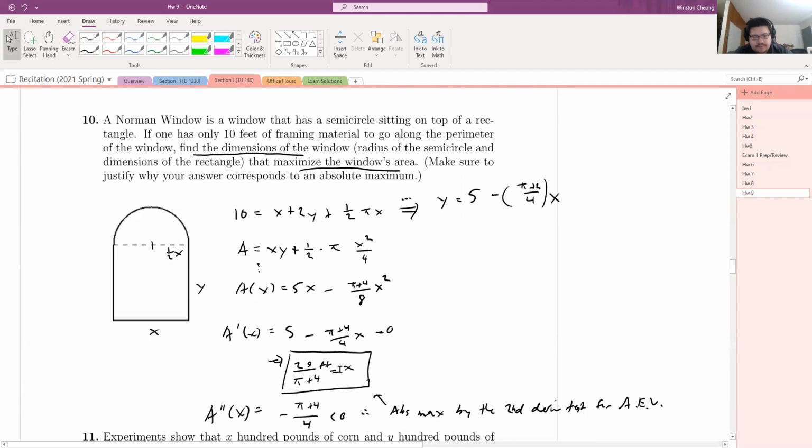All right. So how do we get the y value? Well, we take this x value and plug it into this equation here. That's going to involve yet more calculation. You end up with y equal to 10 over pi plus 4 feet. So those two answers combined correspond to answering in terms of the dimensions.